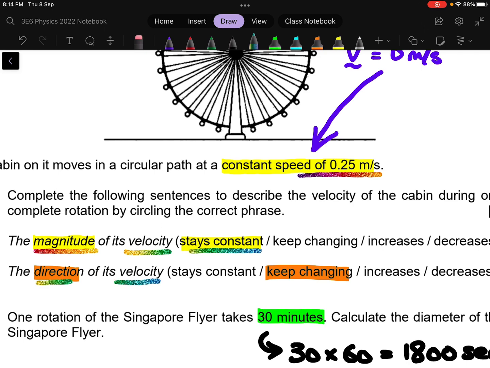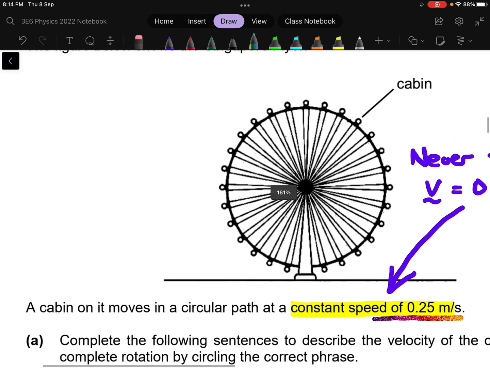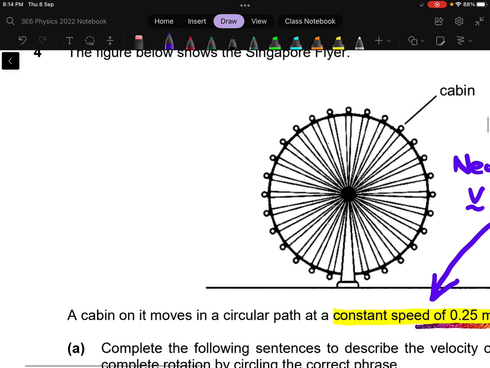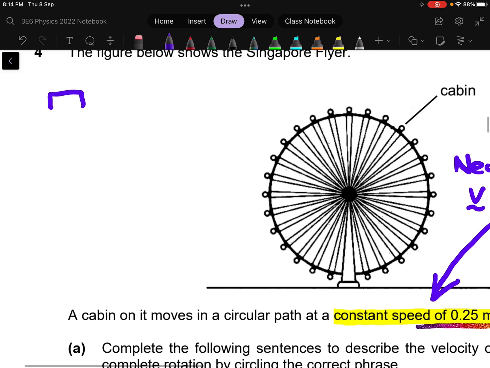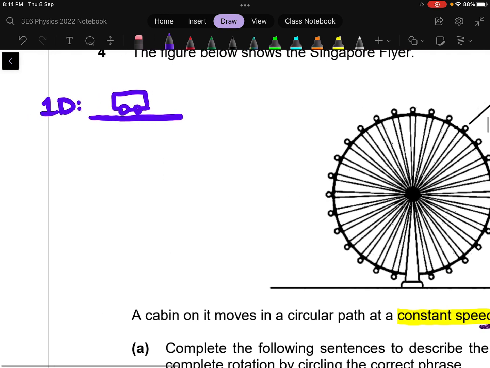Now the thing about velocity is that it also has a direction component, right? And because it is moving in a two-dimensional way, what do I mean by that? In some questions, for example, if you have a car, then this is a one-dimensional motion, because your car can only move forward and backward, and you can assign a positive sign here and a negative sign here, and it tells you the direction mathematically.